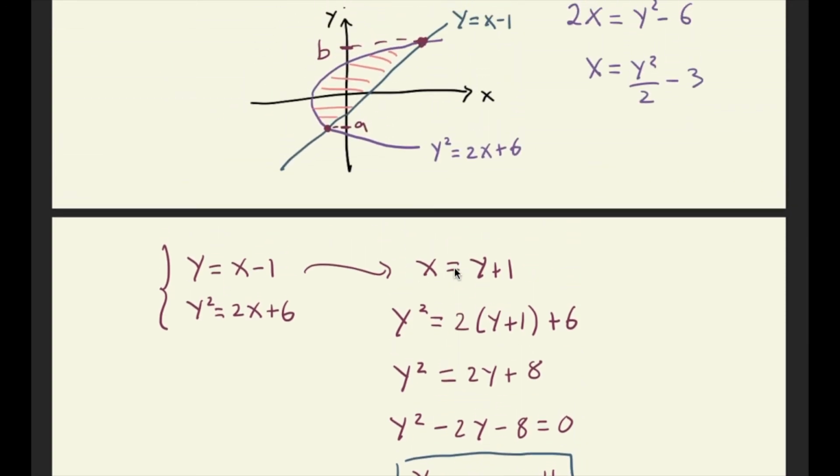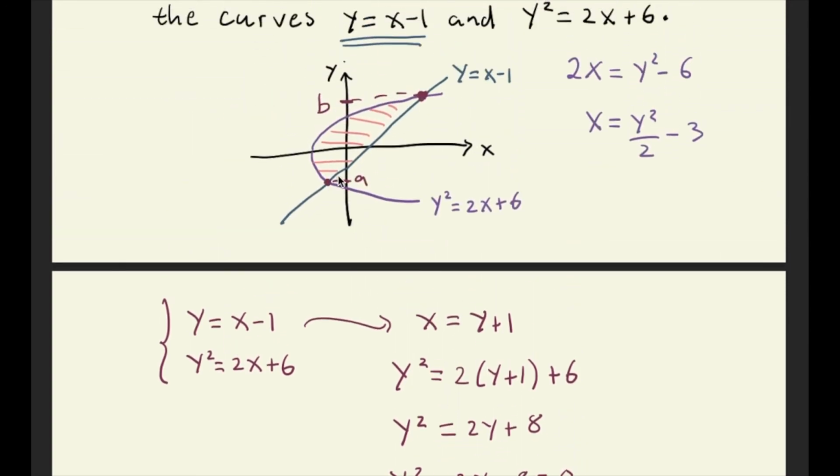So again, what are we doing? We need to find this A and the B. These are the y coordinates of these points, which are the intersection of these two curves. So these red points, say for example this point here on the top, it's on the blue line, so it has to satisfy this equation, y equals x minus 1, but it's also on the purple parabola, and so it also has to satisfy y squared is equal to 2x plus 6.